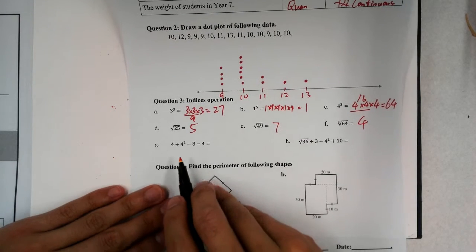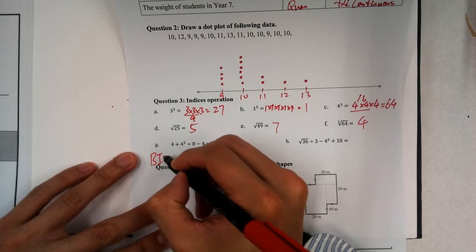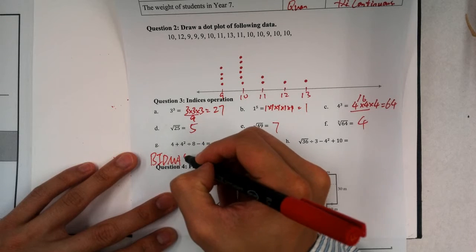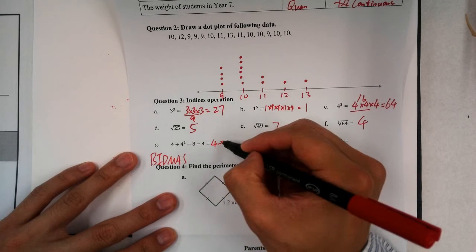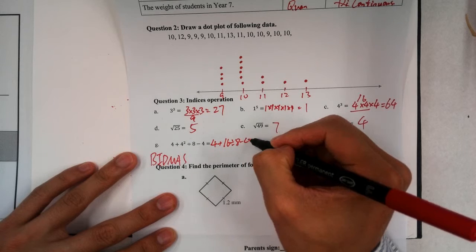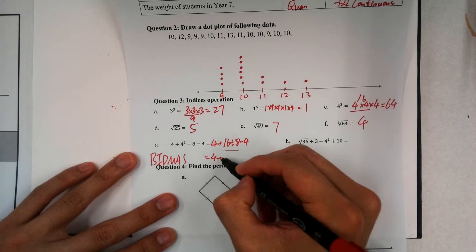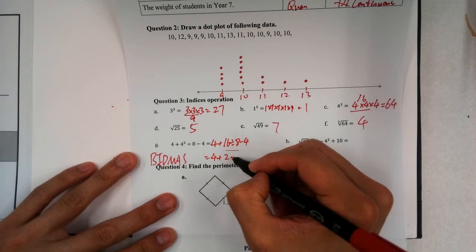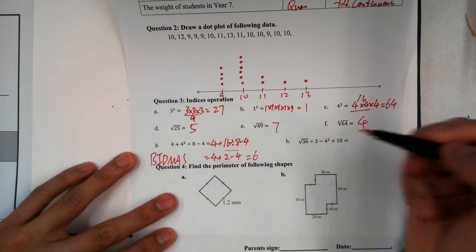The next operation will be similar. The BIDMAS, B-I-D-M-A-S, we do indices first. So there we have 4 plus 4 squared is 16, divided by 8, minus 4. Then we do division. We have 4 plus 16 divided by 8 is 2, minus 4. 6. Then the answer will be 6.